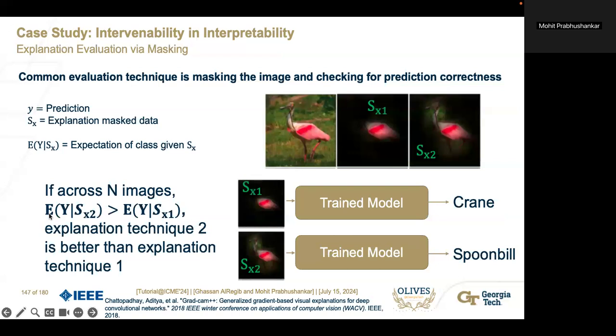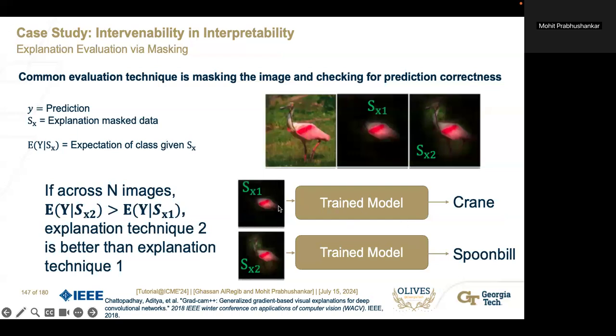So you want to make sure that all the outputs are, in this case, spoonbill, or whichever class the image belongs to. You want to make sure that that is the prediction given, even after the masking. It makes sense, right? If your explanation is telling you that the pink body is the most important region for making the classification that it's a spoonbill, by masking out all the other regions and only keeping that region, you should still get the same correct prediction.